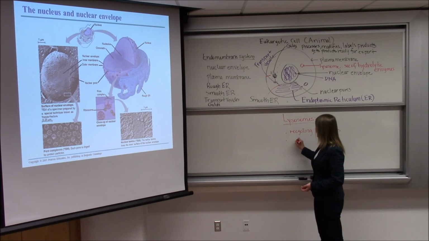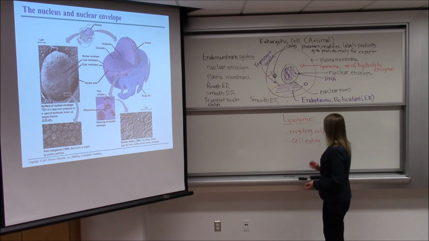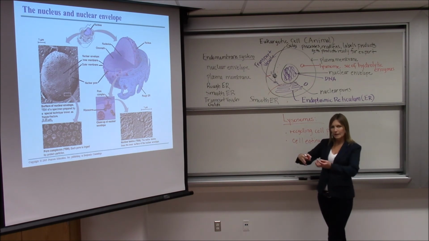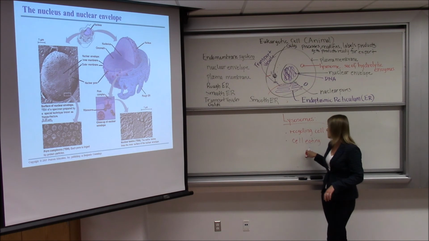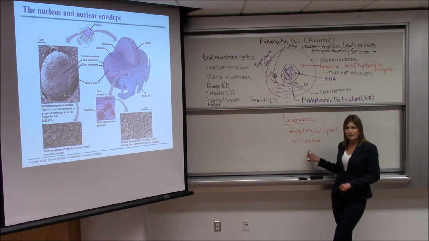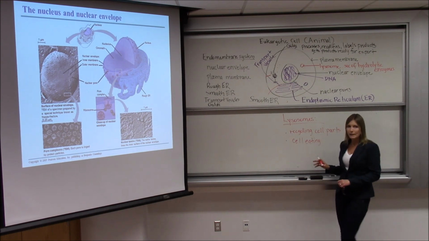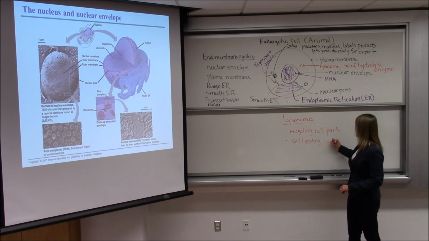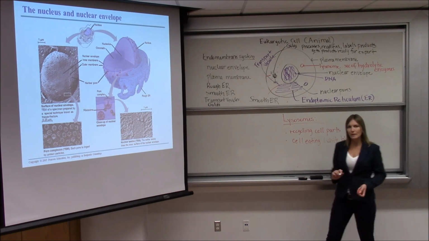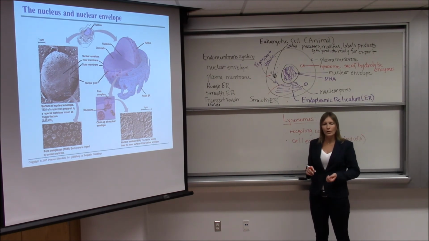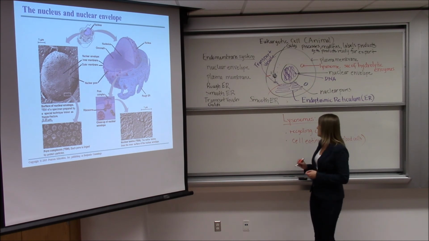Also, cell eating. So if you're a single-celled eukaryote, you're going to bring in materials and you're going to actually digest it with your lysosomes. But this is also an important thing for our white blood cells. So in humans, this would be white blood cells. We have certain white blood cells that engulf anything foreign and break it down with their lysosomes.